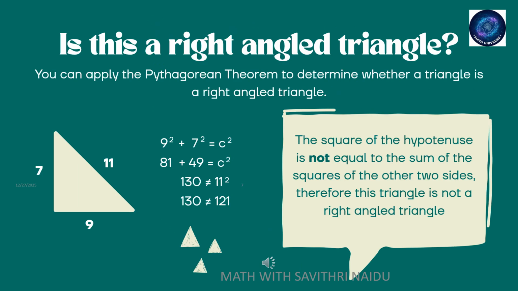Checking for right angles. Is this triangle right-angled? The sides are 9, 7, and 11 units. Let's check. 9 squared plus 7 squared equals 81 plus 49, which is 130. The hypotenuse squared, 11 squared, equals 121. Since 130 is not equal to 121, this triangle is not right-angled.